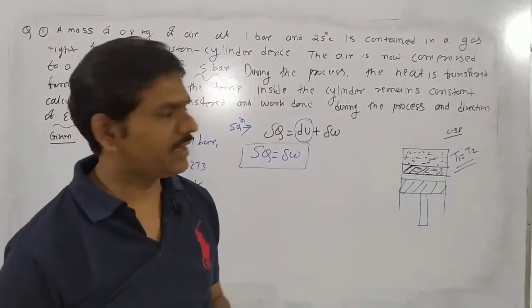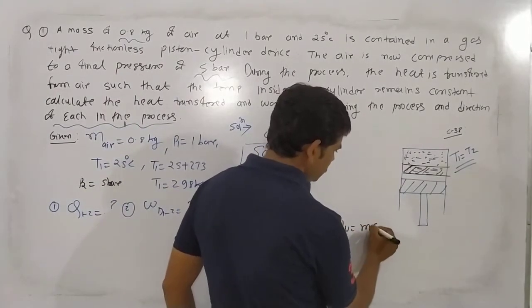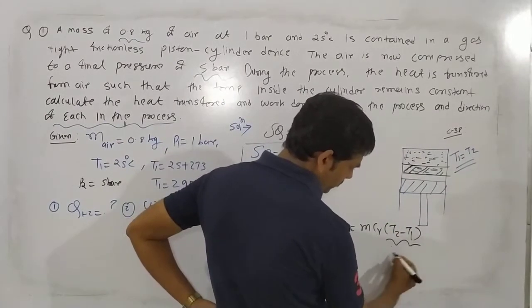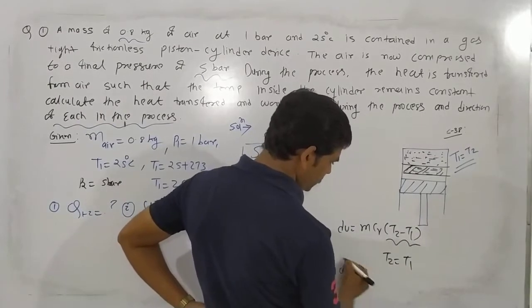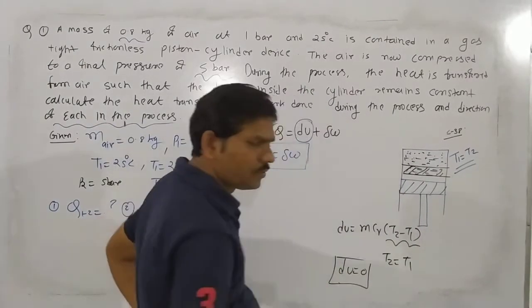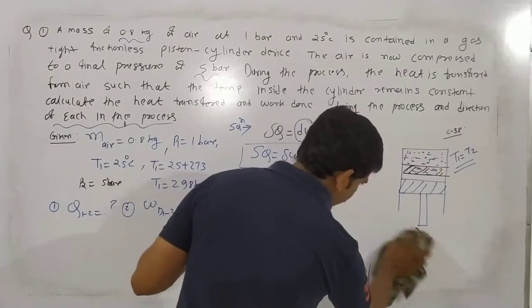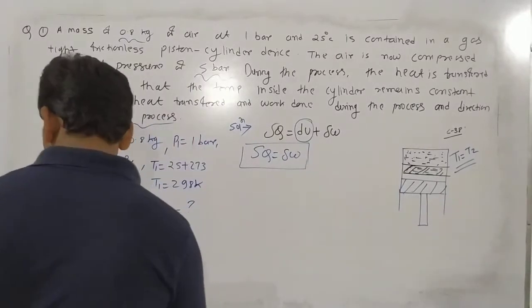Why is internal energy 0? Because we know the formula dU is equal to m Cv (T2 minus T1). Both temperatures are the same, T2 is equal to T1. Therefore dU becomes 0. We know these conditions, right?